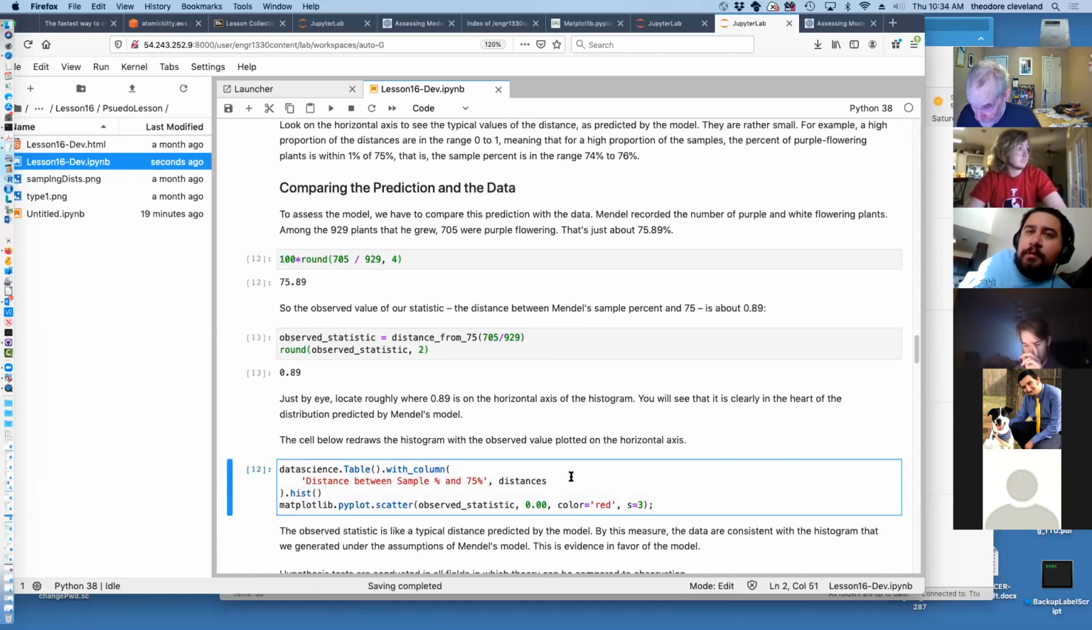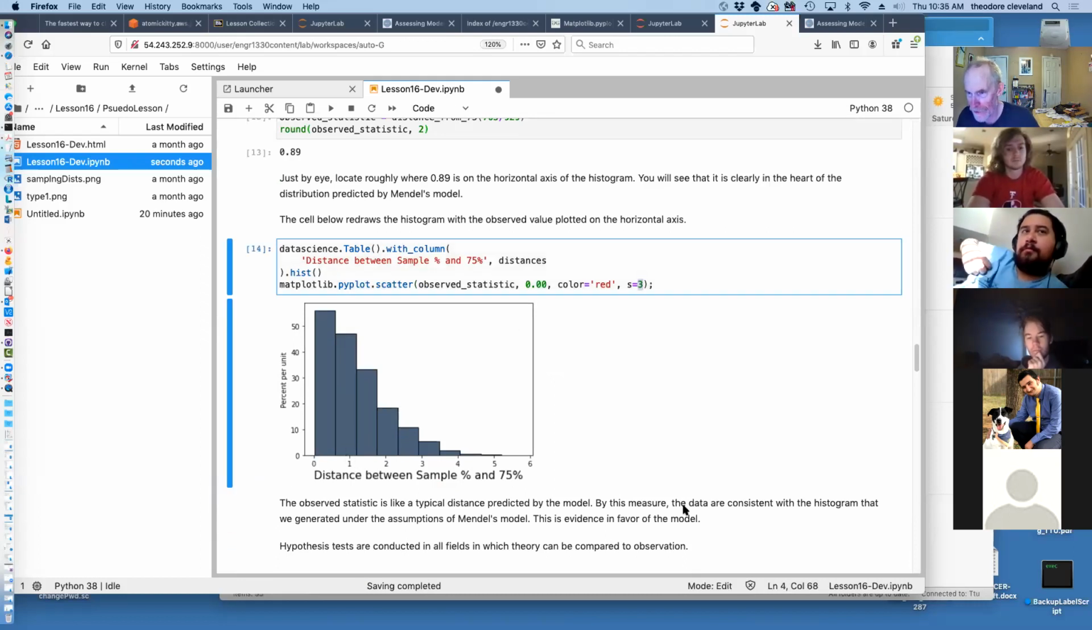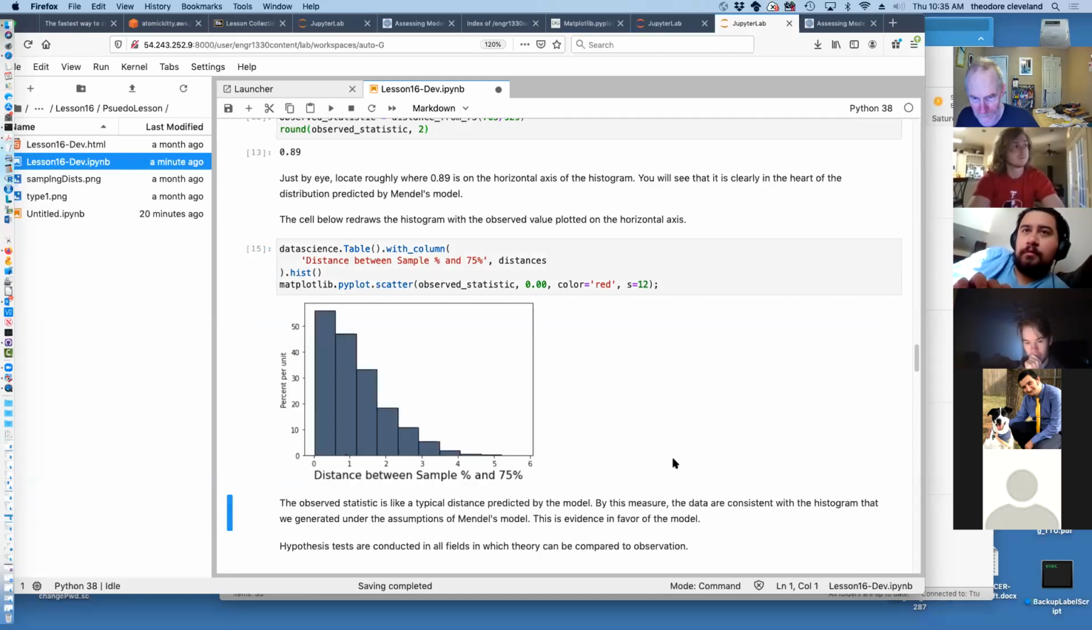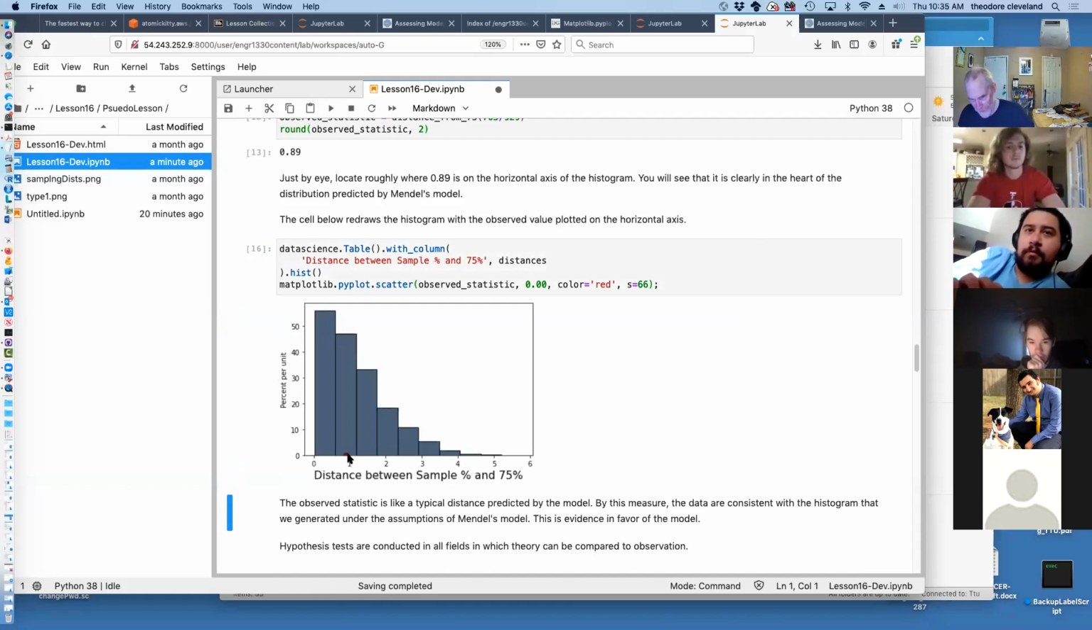We can have more fun. Hopefully this will work. I'm now going to attempt to take that histogram that you just saw, and on top of it, I'm going to overlay the position of the observed statistic, and we should get a red dot at 0.89%, or we'll get nothing. There's our red dot there. It's barely visible. Let's go ahead and crank up its size. Hopefully S is the size parameter. This thing is demanding today. Okay, so there's our red dot.